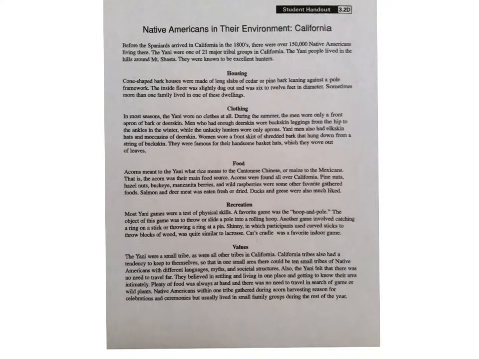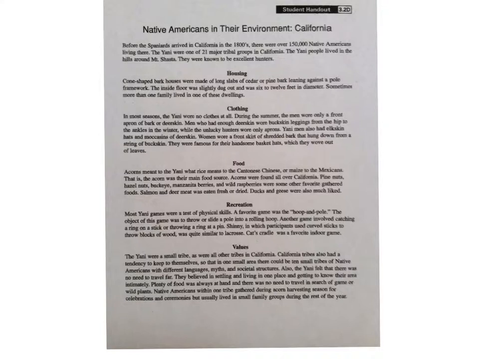Native Americans in their environment, California. Student Handout 3.2d. Before the Spaniards arrived in California in the 1800s, there were over 150,000 Native Americans living there. The Yani were one of 21 major tribal groups in California. The Yani people lived in the hills around Mount Shasta. They were known to be excellent hunters.